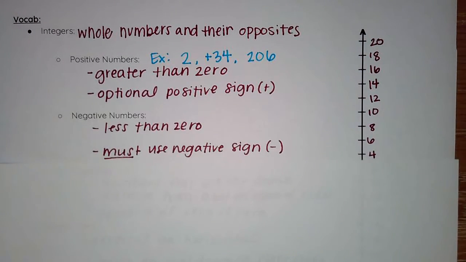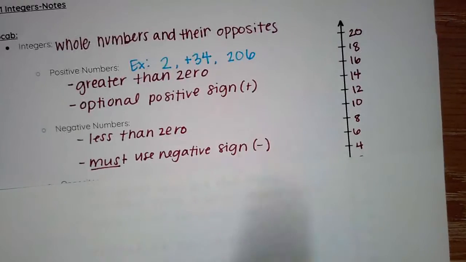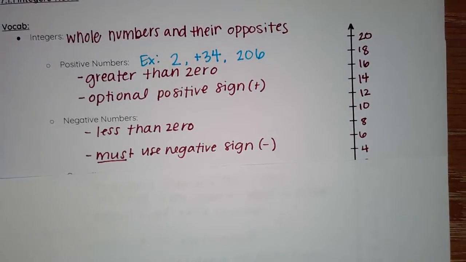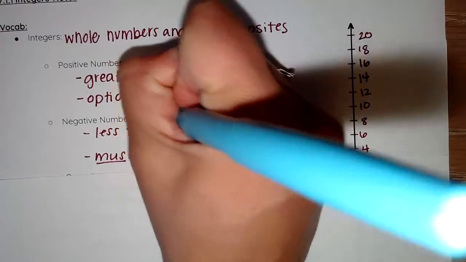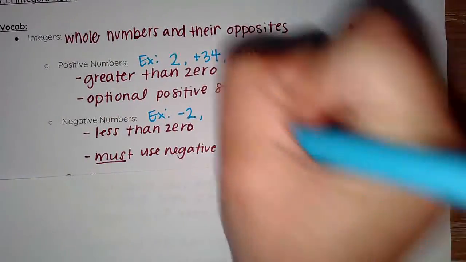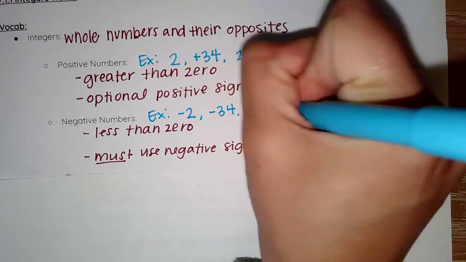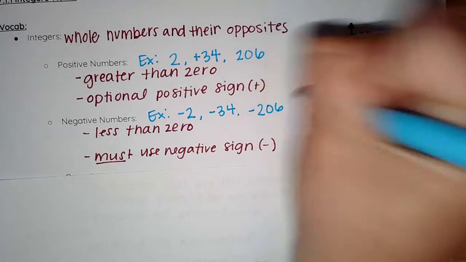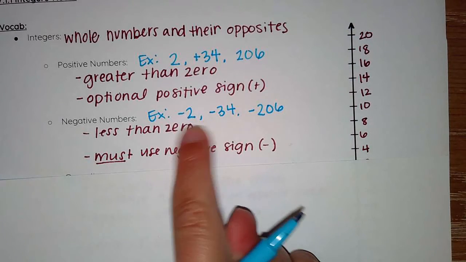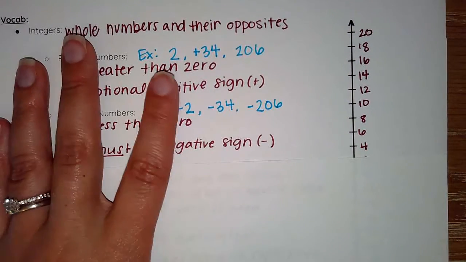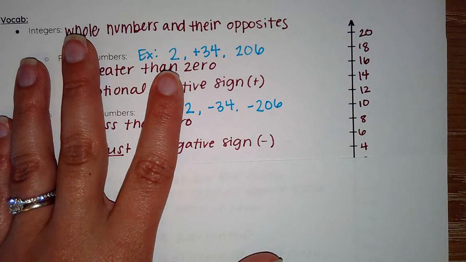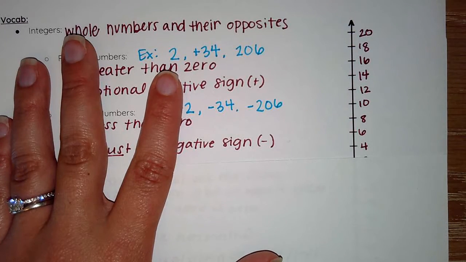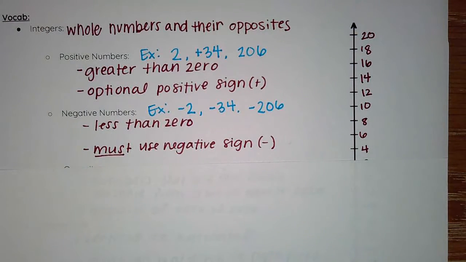All right, negative numbers are less than zero. Here we must use a negative sign. That's that little minus sign here. Some examples would be maybe -2, -34, and -206. But again, here we must use the negative sign. If I don't have that negative sign, I assume that it is positive. So you must put it there.